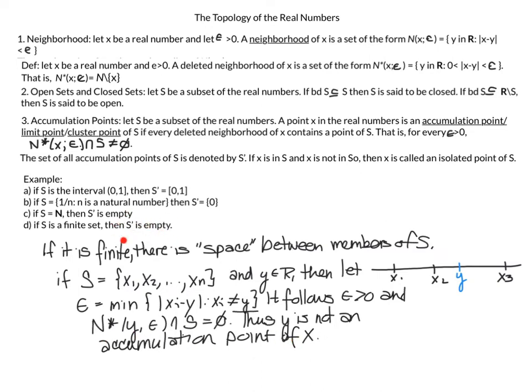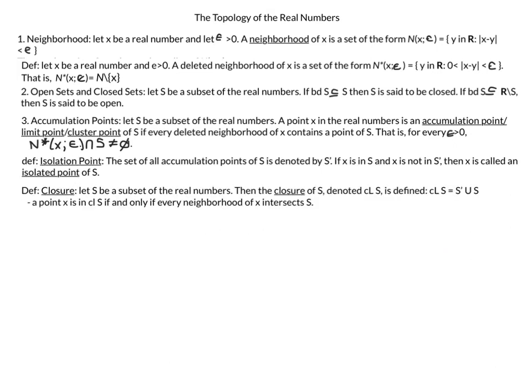S prime is empty. Now that we have the definition of accumulation points and isolated points, we can talk about the closure. So let S be a subset of the real numbers. Then the closure of S, denoted CL of S, is defined as S union its accumulation points. So point x is in the closure if and only if every neighborhood of x intersects S. I have found this second characterization sometimes helpful in proofs.